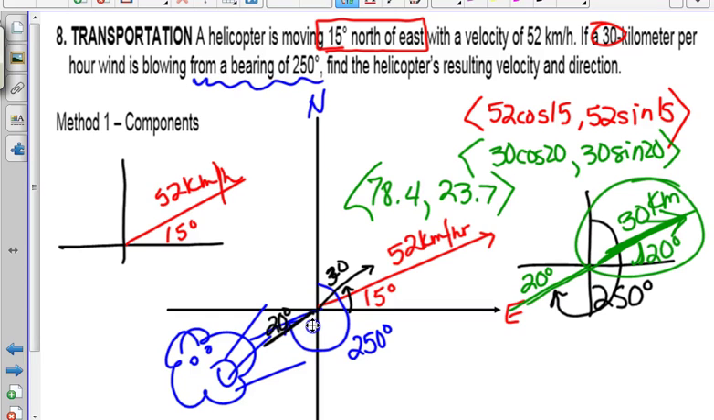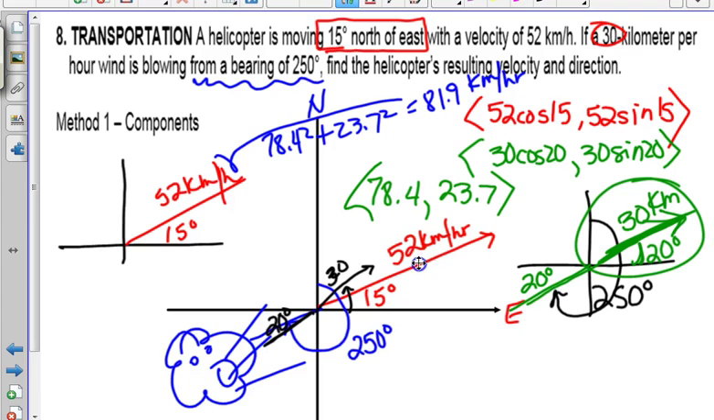Yes? Okay. How do we find how fast the helicopter is actually moving? Pythagorean theorem. Okay. So it's going to depend how many decimals you use when you do this, but somewhere around 81.9. Did someone else use less decimals and get something different? Or is it about 81.9 either way? 78.4 squared plus 23.7 squared comes out to be about 81.9 kilometers per hour.